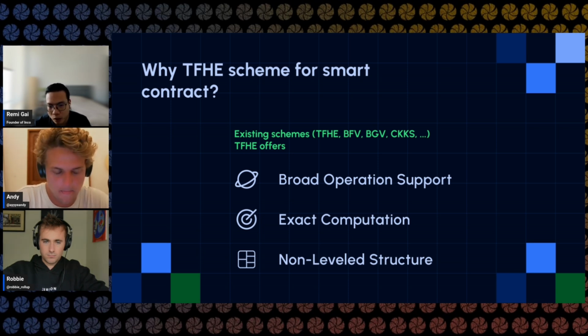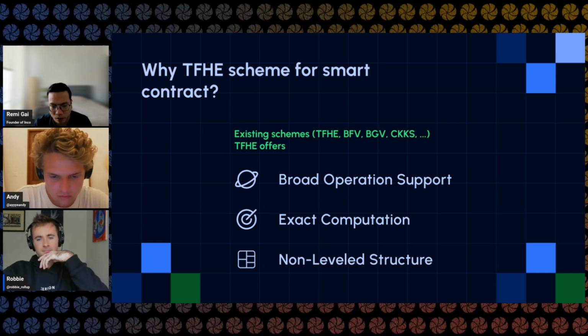Other schemes sometimes are constrained to only additions and multiplications, but they could be more specialized for other use cases, right? But in the context of smart contracts, you want to have a wider range of ways to express yourself, right? You need to be able to do more complex operations. With the other schemes, some of them could do additional operations, but oftentimes they become approximations, so they're not going to be accurate.